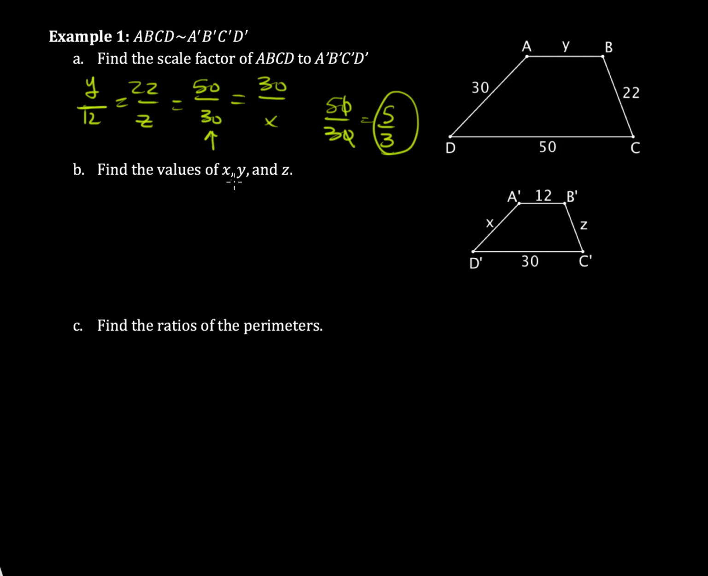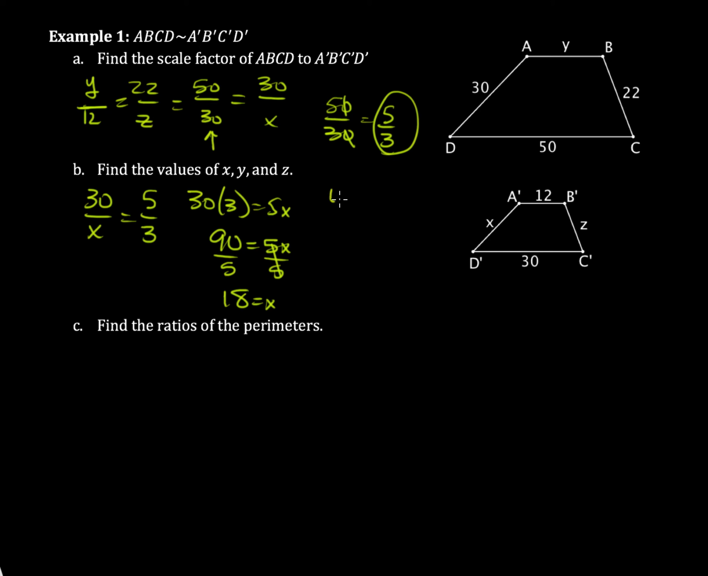Now, what are the values of x, y, and z? Here's my x, 30 over x. I know that 30 over x should reduce down to the scale factor, 5 over 3. So 30 over x should equal 5 over 3. Now I have a proportion that I can solve. I can cross multiply. 30 times 3 equals 5 times x. So 90 equals 5x. If I divide by 5 on both sides, 18 is my x. So x is 18.